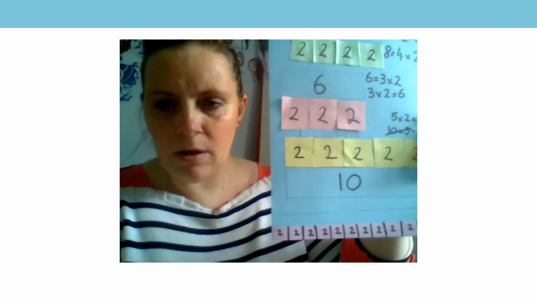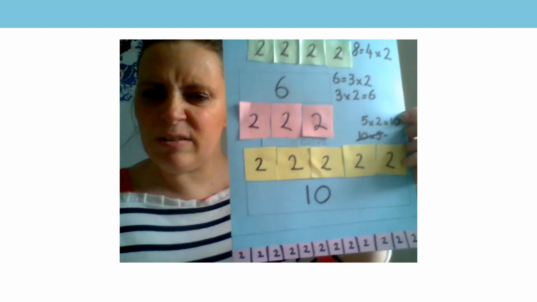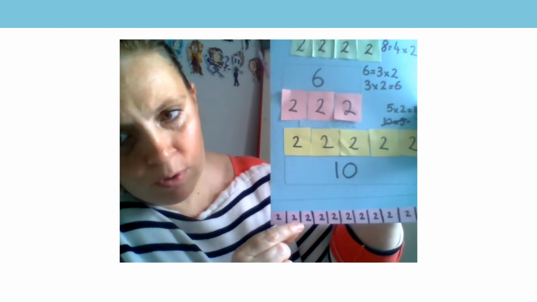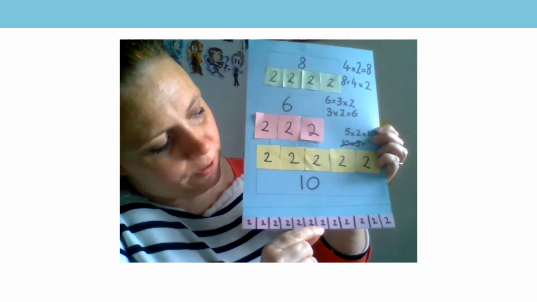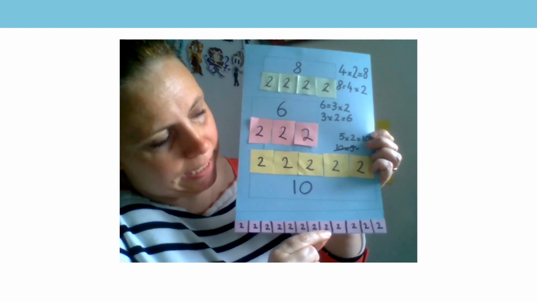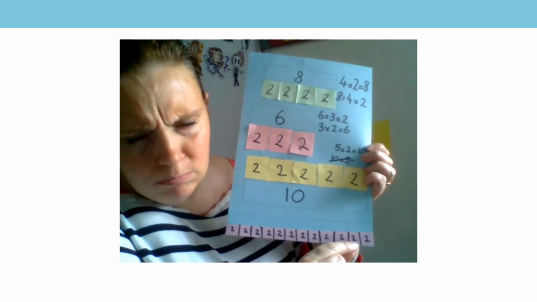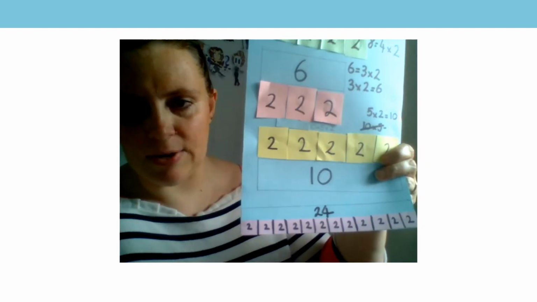And this is my last one down the bottom. Oh, I forgot to write in what the product was. Let's count in 2s to find out what the product is. 2, 4, 6, 8, 10, 12, 14, 16, 18, 20, 22, 24. Just write that in. I find knowing the product helps me write my equations. There's my 24.